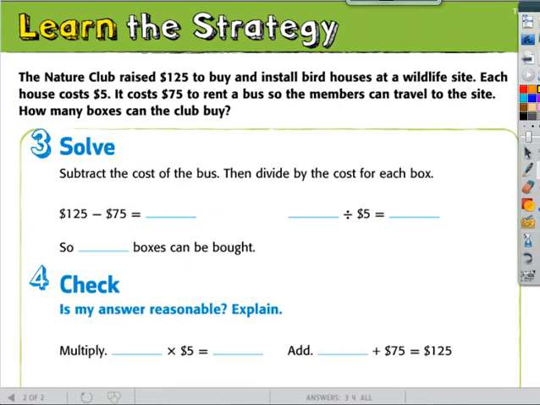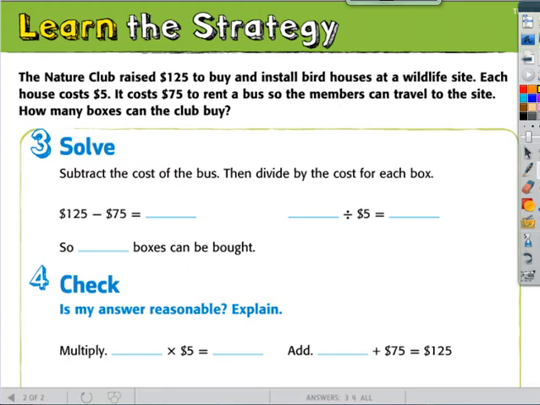We're still working on the same question. We're planning, we're solving. Okay, here we go. The first thing we're going to have to do is subtract the cost of the bus, correct? Okay, so after we subtract the cost of the bus, then we have to find out how many of the $5 bird boxes we can buy. How are we going to find that out?